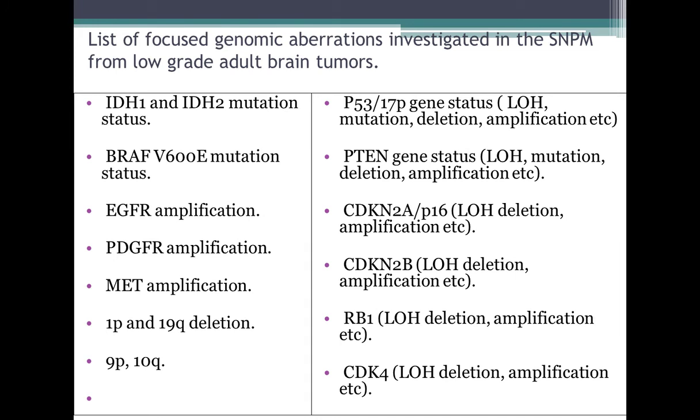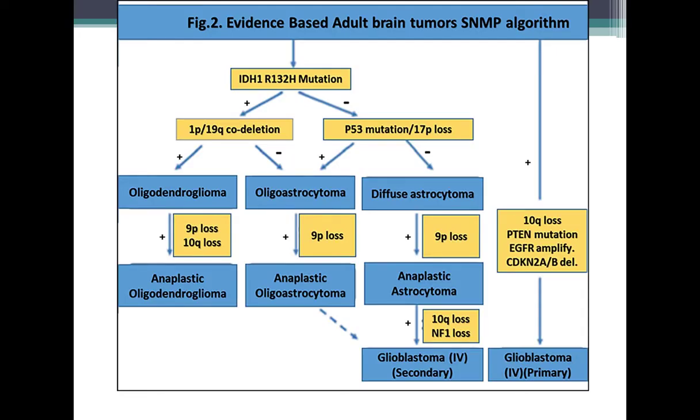So just to give an example of how we evaluated the OncoScan FFPE assay for low-grade adult brain tumors, we go through a barrage of SNP targets, such as IDH1 and 2, BRAF V600E, EGFR, PDGFR amplification, 1p19q deletion, and so on, which has helped us tremendously to do a proper evaluation of our low-grade adult brain tumors.